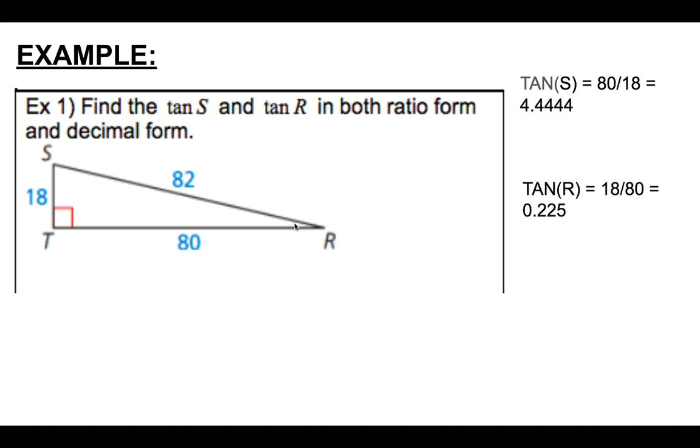Okay, and then for angle R, I'm going to make my theta here at angle R. And then notice with this one, since I'm making my theta here, now 80 becomes my adjacent, and then 18 becomes my opposite. So here it would be 18 over 80, which is, once you divide in your calculator, 0.225.